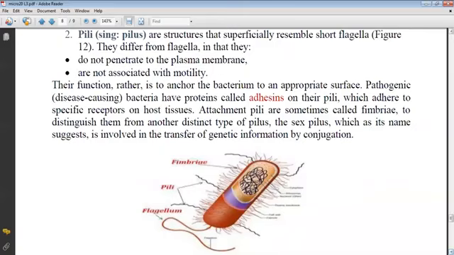Which adhere to specific receptors on the host tissue. Attachment pili are sometimes called fimbriae.